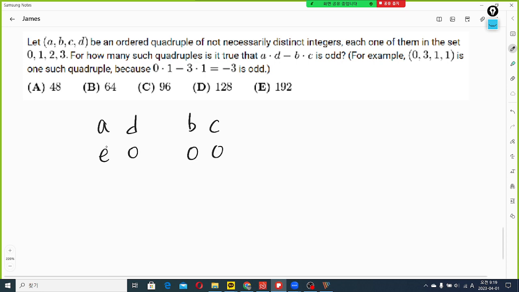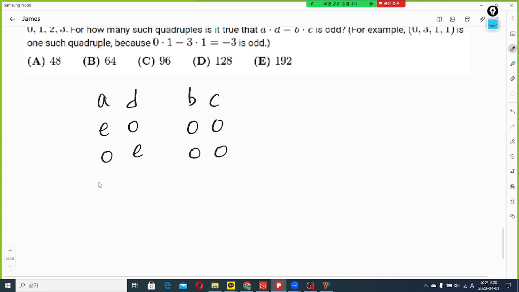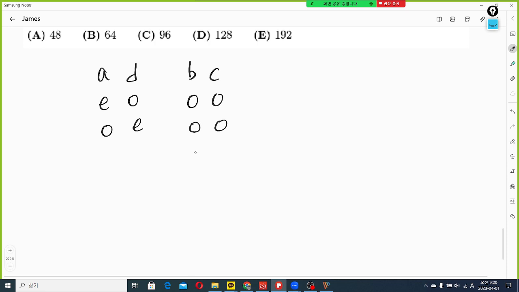And we can move the position of the even number. So we can say d is even instead of a, and the other numbers are all odd. And if b is an even number, all the other numbers should be odd. Or if c is an even number, all the others should be odd.